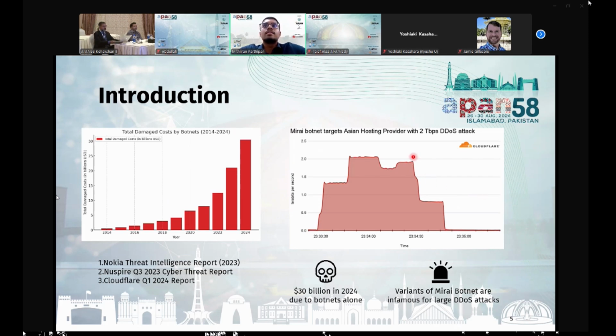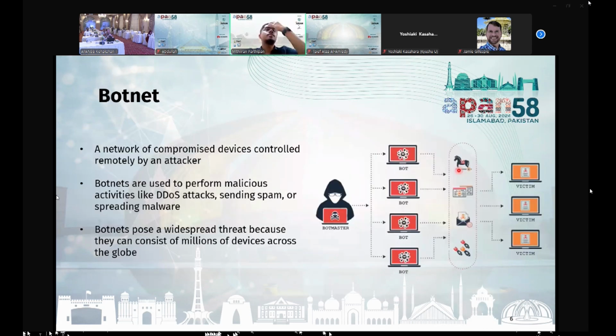And I would like to highlight this graph here, where it shows Mirai botnets targeted Asian hosting providers with a 2 TB per second DDoS attack. And I say variants of Mirai botnets because the Mirai botnet source code has been made public, and there are many variants of Mirai botnets. So I've been talking a lot about botnets in the past 2 slides. So what is a botnet? It's a network of compromised devices controlled remotely by an attacker. Botnets are used to perform malicious activities like DDoS attacks, sending spam, or even spreading malware. Botnets pose a widespread threat because they consist of millions of devices across the globe.